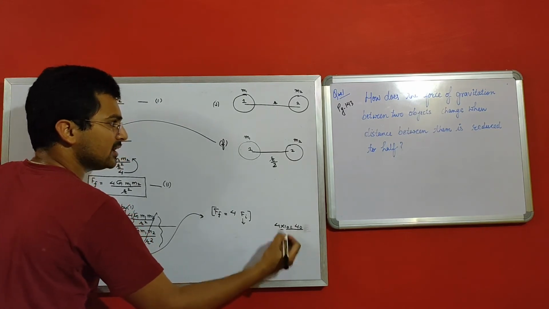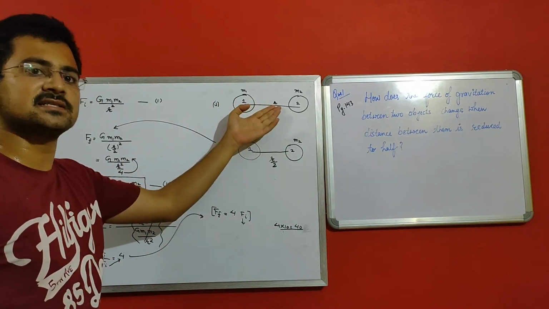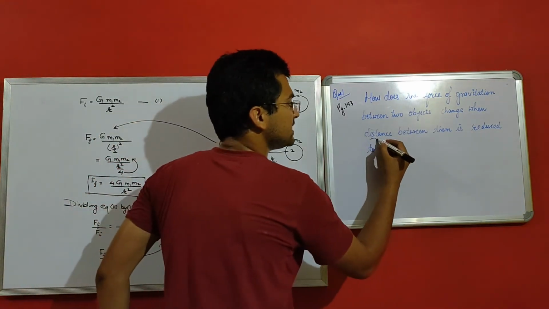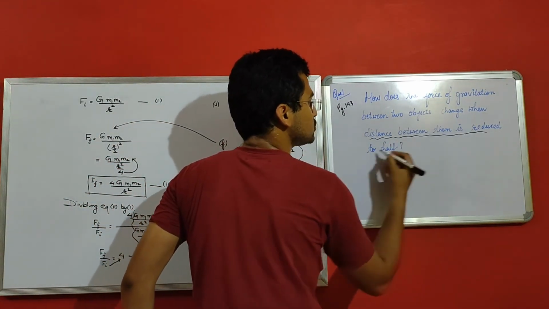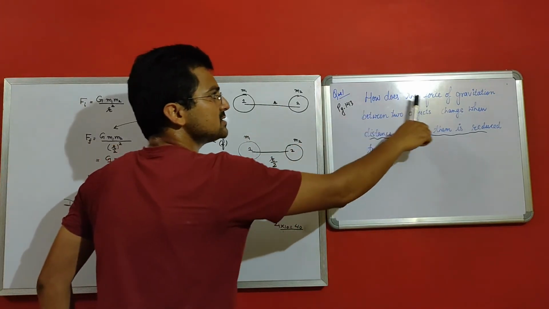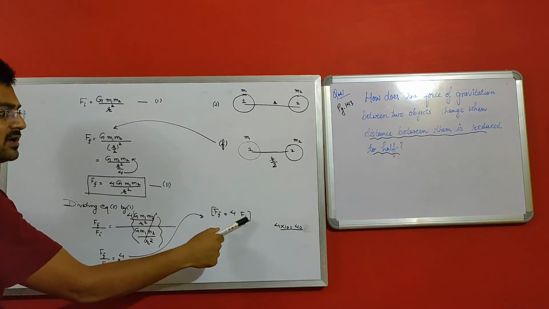This will happen only when distance reduces to half. Okay, initially the distance is r, final is r by 2, because they have mentioned that when the distance between them is reduced to half, we have taken initial r reduced to half. How does the force of gravitation change? Final force is 4 times the initial force.